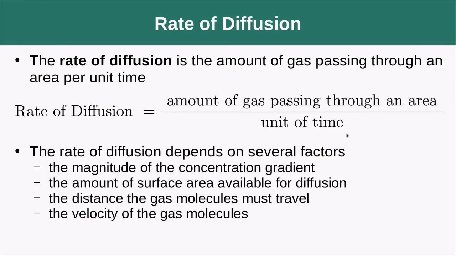The rate of diffusion is the amount of gas passing through an area per unit time. So we have rate, and we have an equation here for this. Actually calculating the rate of diffusion is kind of tricky because it depends on a lot of factors: the magnitude of the concentration gradient, the amount of surface area available for diffusion, the distance the gas molecules must travel, and the velocity of the gas molecules.